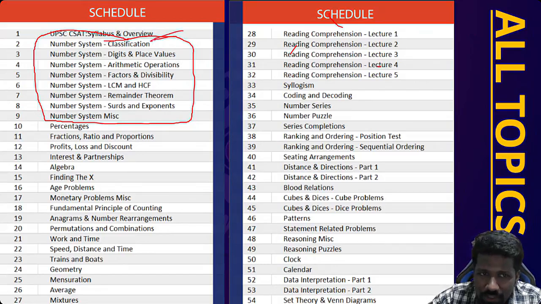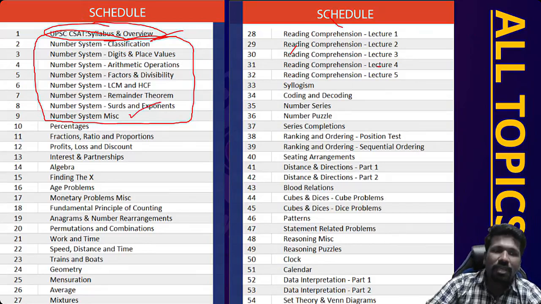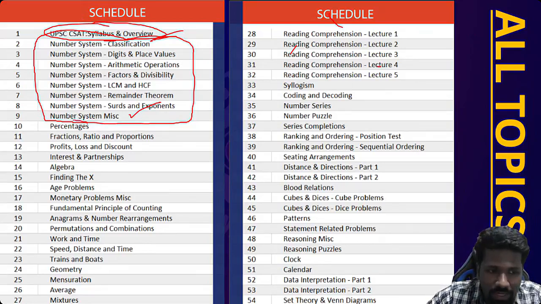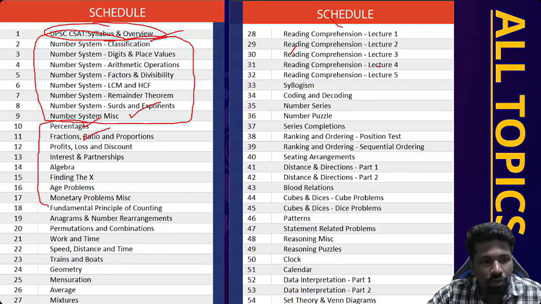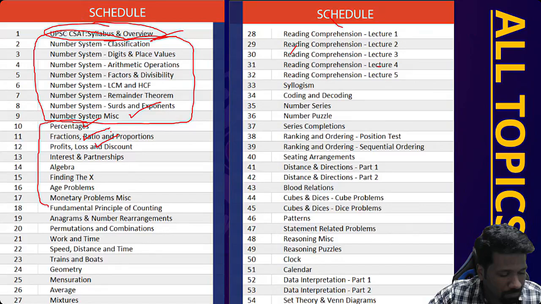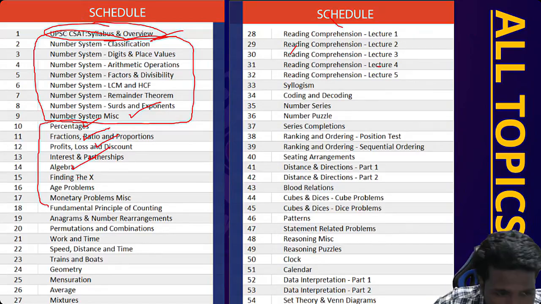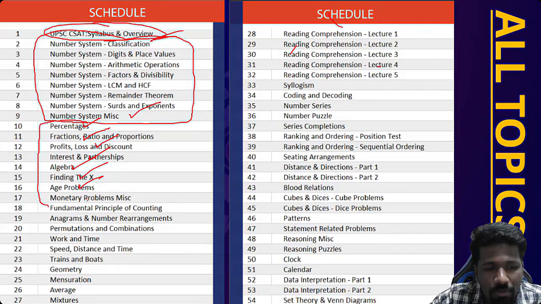I told you before this, there will be speed matrix, 2 more lectures. Today's lecture is CSAT syllabus and overview. So number system, 8 lectures. Then algebra. These are algebraic topics: percentage, fraction, proportion, ratio, profit, loss, discount, interest and partnership, algebra, finding the x, age problems, miscellaneous monetary problems, etc.